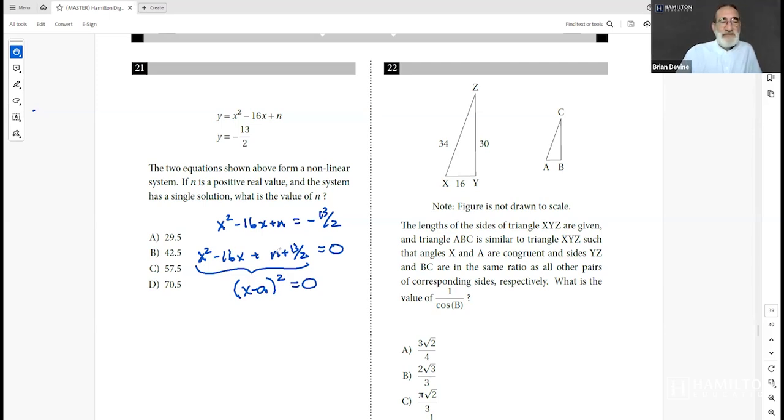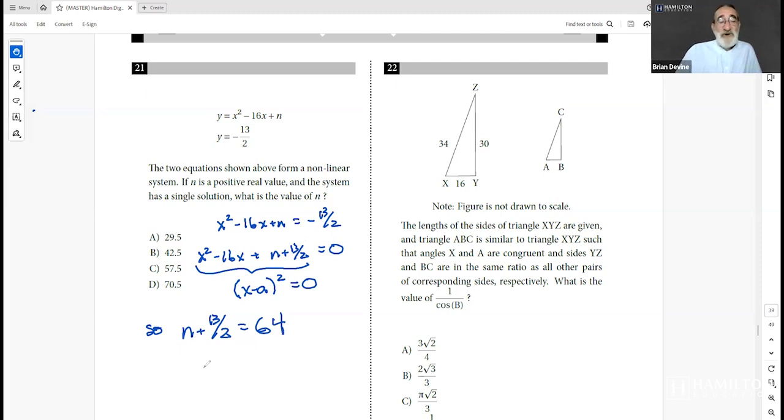Well, I can use the idea of completing the square. If I look at half of the b number, -16, and I square it, I get 64, the number that should be on the n. So I have the idea that n plus 13/2 must equal 64 for this to be a perfect square binomial. Or pardon me, a binomial square that becomes a perfect square trinomial.